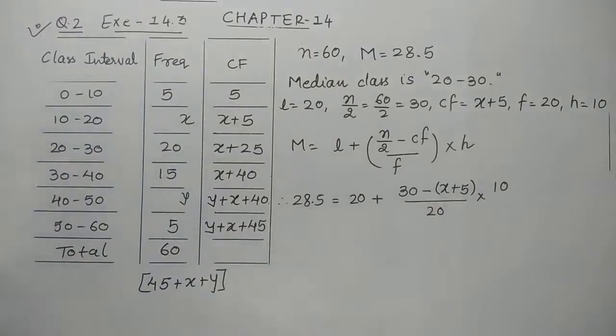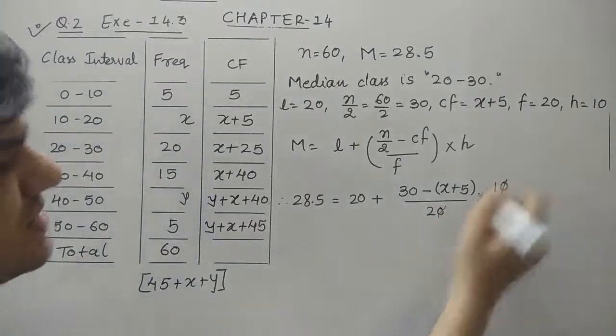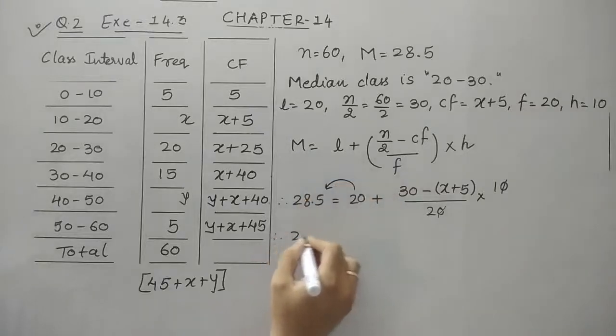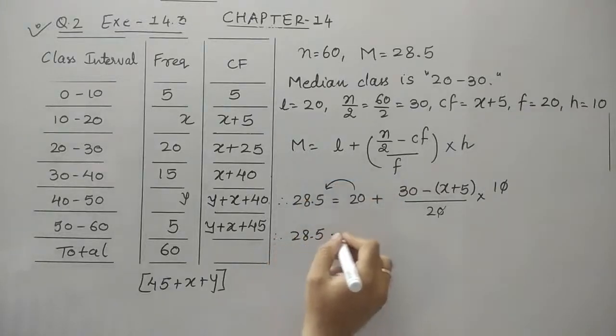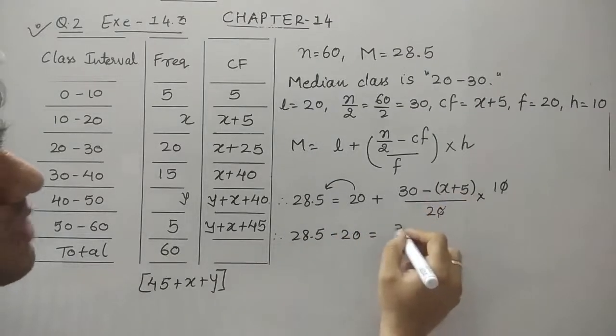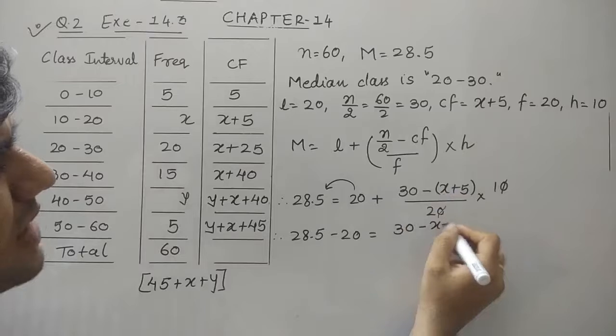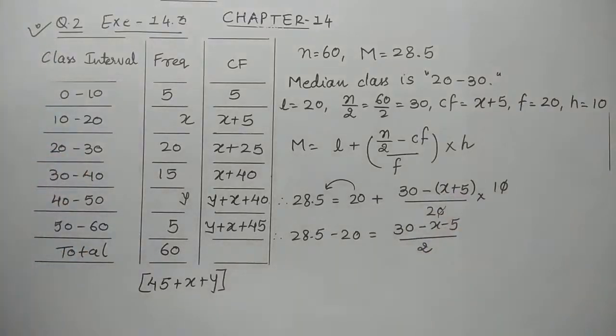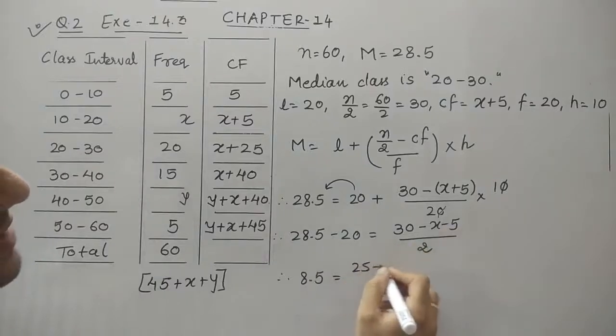Look at the simplification. We can cut these zeros. First I will take this 20 to the left hand side, which comes as subtraction: 28.5 minus 20. Now I will open this bracket: 30 minus x minus 5, and 2 remains in the denominator. The subtraction gives 8.5. And 30 minus 5 is 25, so 25 minus x upon 2.